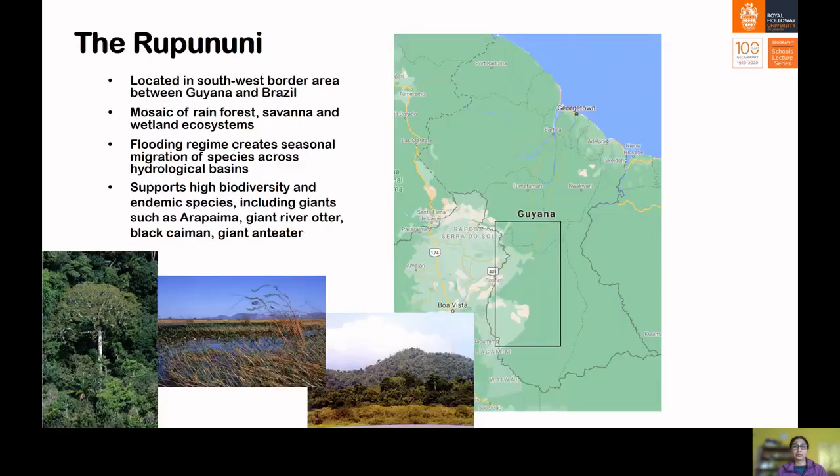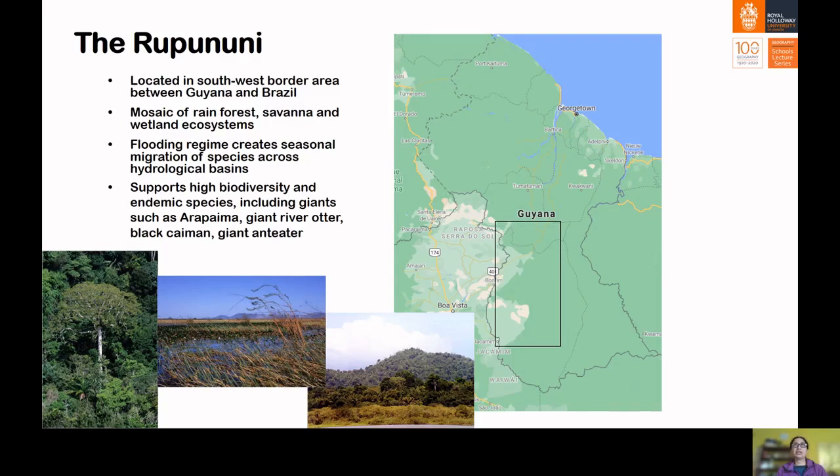If we look more specifically at the Ripponuni region, there's a map, you can see Georgetown, the capital. There's basically one main road that connects from Georgetown all the way to a town called Lethem, which is on the border with Brazil. So the Ripponuni is actually located in the southwest area of Guyana, very close to Brazil.